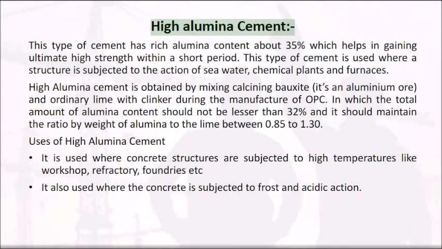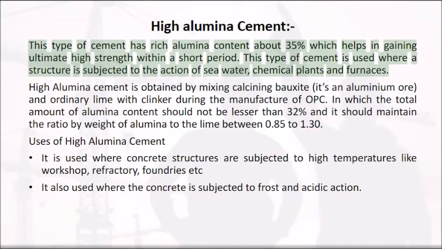High alumina cement. This type of cement has rich alumina content, about 35%, which helps in gaining ultimate high strength within a short period. This type of cement is used where a structure is subjected to the action of seawater, chemical plants, and furnaces.